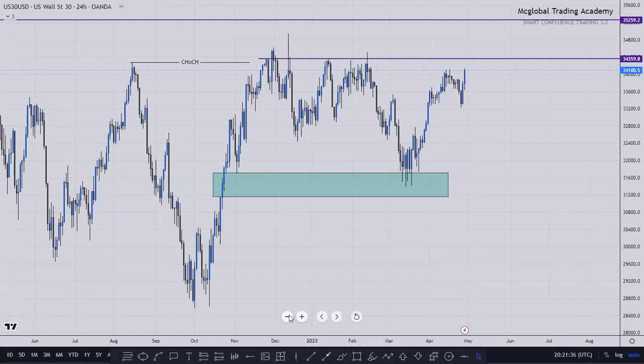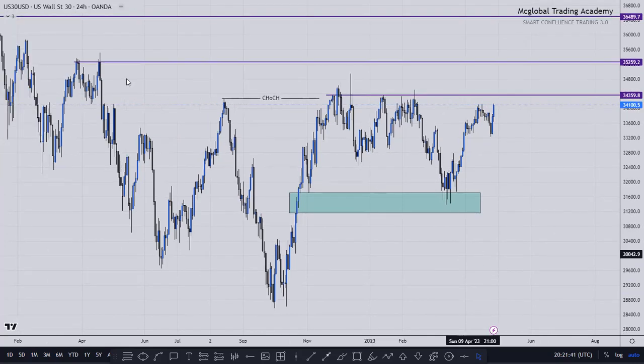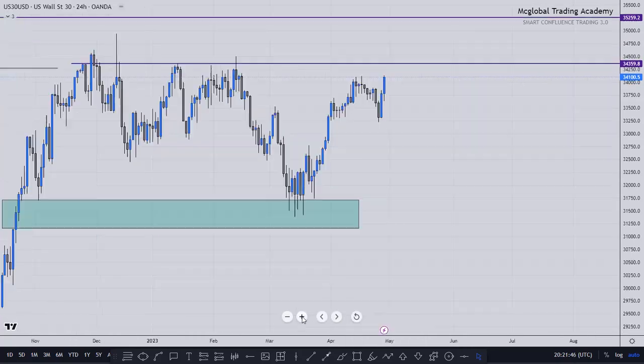So now this is the daily time frame resistance. I have this resistance as well. So now, just a zoom in.